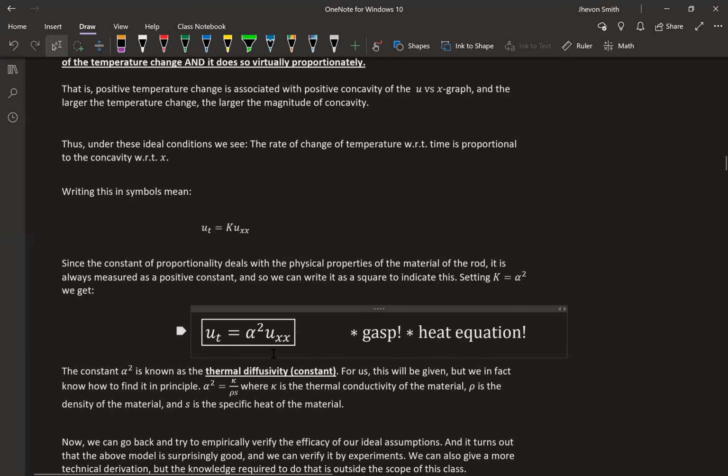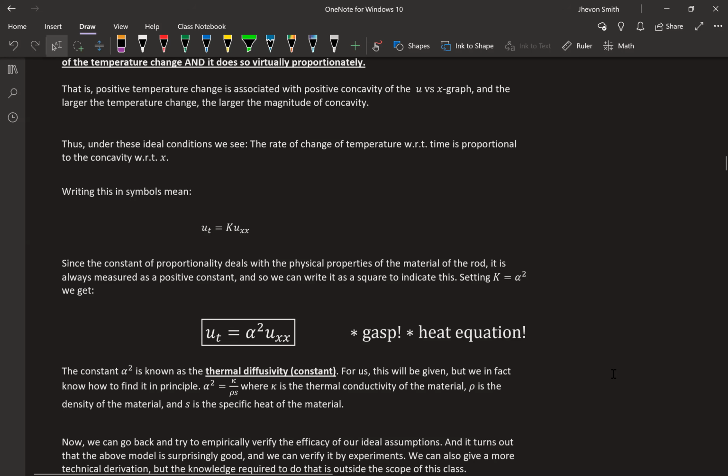By the way, alpha squared, like I said, you could go in and measure things with physics and get pretty accurate measurements on all of these. Alpha squared is known as the thermal diffusivity constant, and we actually know how to compute it. It is kappa over rho times S, where kappa is the thermal conductivity of the material, rho is the density of the material, and S is the specific heat of the material. So we can actually compute what this constant of proportionality would be. It's given by that ratio, in fact.